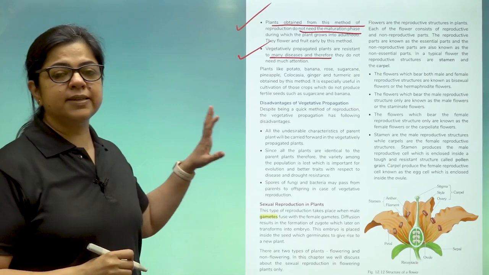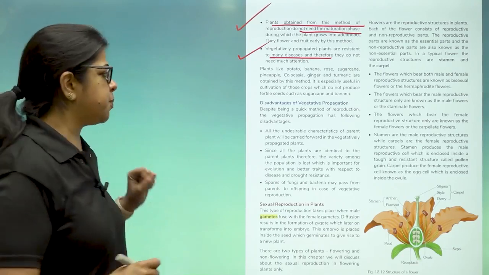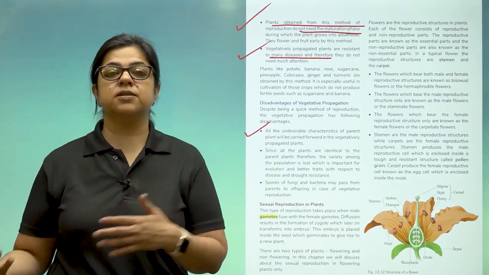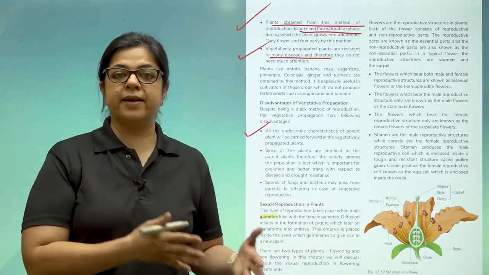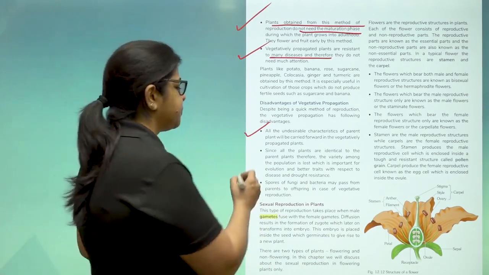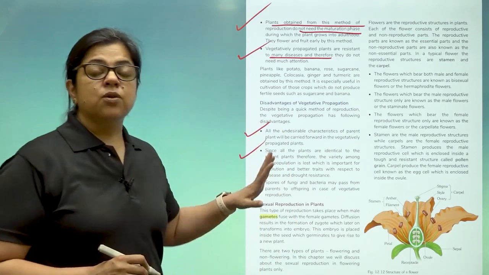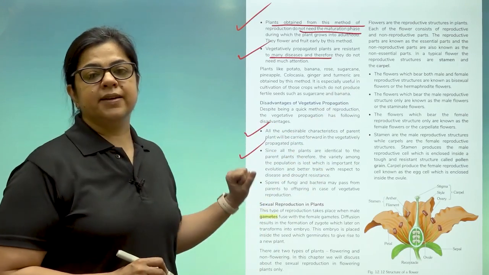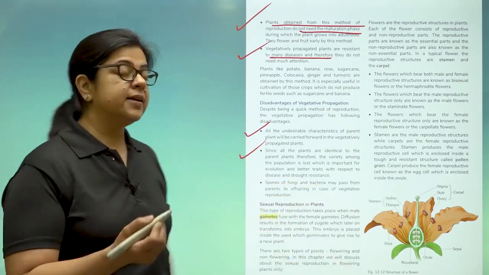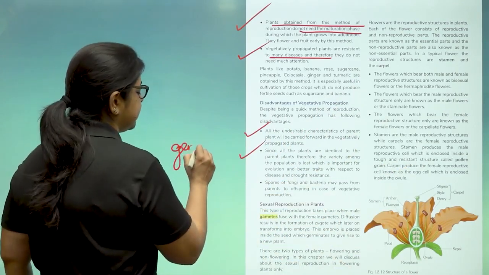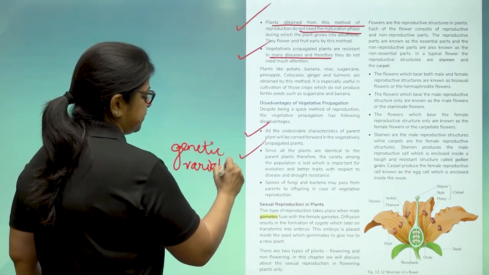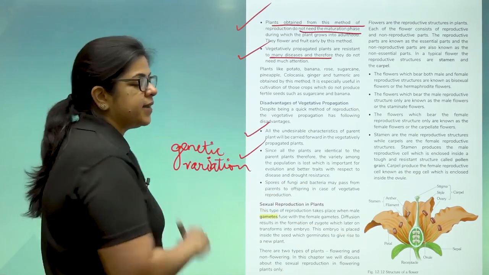Now there are also certain disadvantages of vegetative propagation. Number one, all the negative characteristics of the parents are also carried because the parent and the baby plant are genetically identical. Now because all the plants that are created by a particular method of vegetative propagation are going to be alike, there is going to be no genetic variation. Why is genetic variation important? I will give you a very simple example.